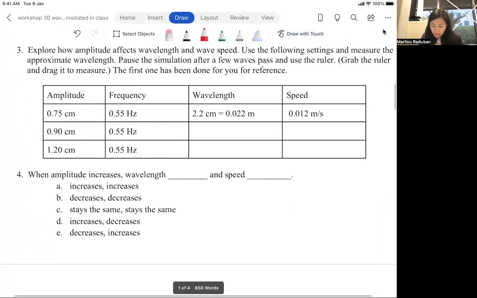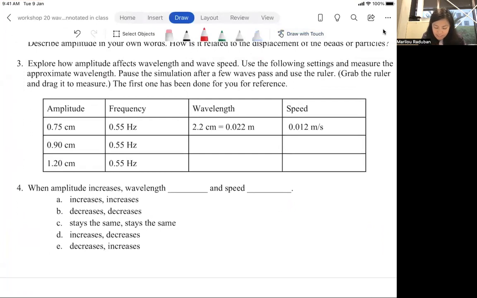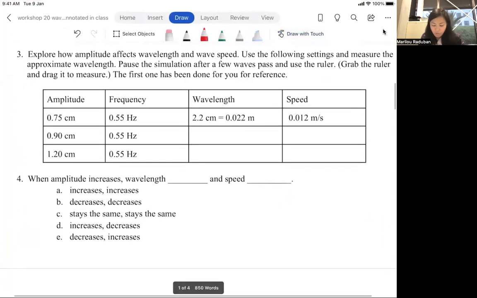And if you explore here in this table, in step number 3, you're exploring the effect of the wavelength on the speed of the wave. You're exploring the effect of the amplitude on the wavelength of the wave. The first one was done for you, so you can try to set the settings to 0.75 centimeter amplitude, 0.55, and the wavelength, you can measure by using the ruler.